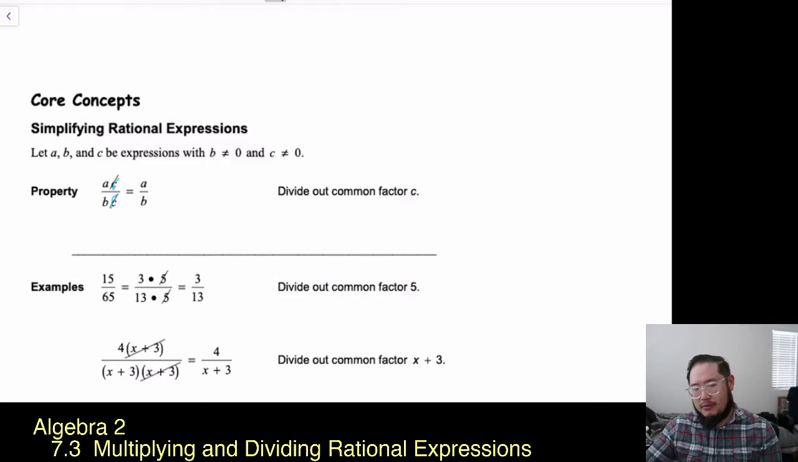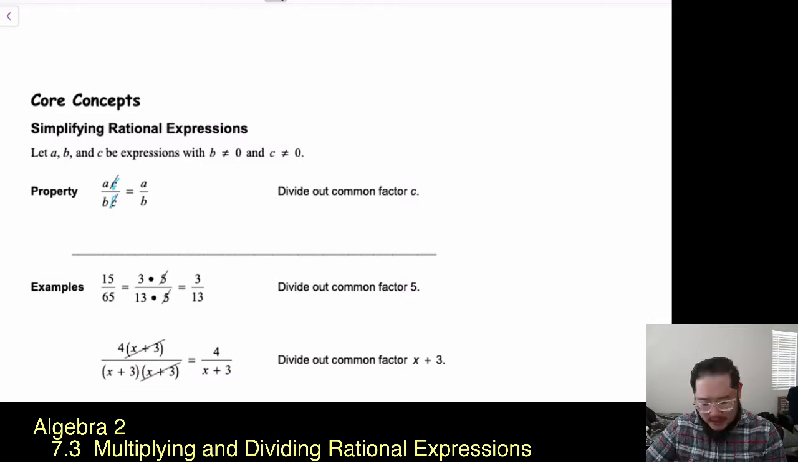One of the things that you've done ever since elementary school has been reducing. What happens when you reduce? You're pretty much taking out numbers that they both share. Like with 15 over 65 in the example, both top and bottom I could divide by 5, and that's how you could reduce things down. That's the same idea as when we are reducing our rational expressions.